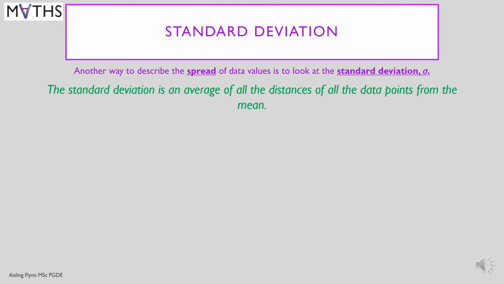The standard deviation is an average of all the distances of all the data points from the mean. The mean is used as a center, and the distance of each data point, whether below or above, is recorded, and an average of all those distances from the mean is taken, and that's the standard deviation.